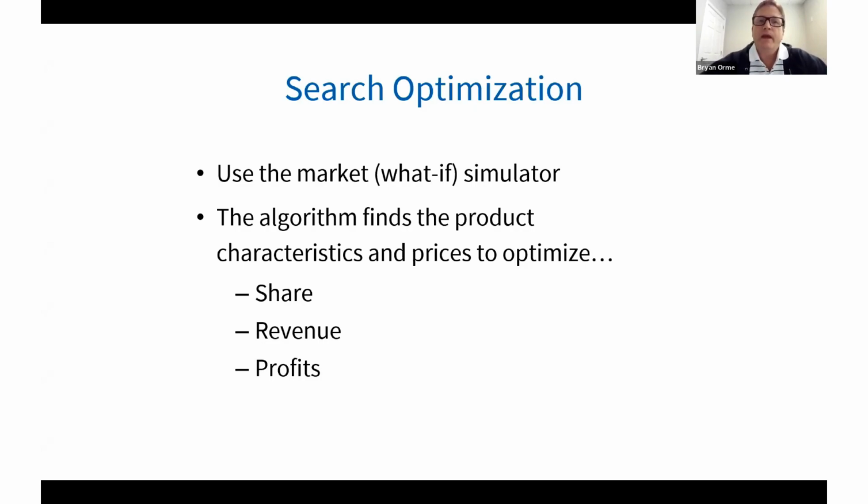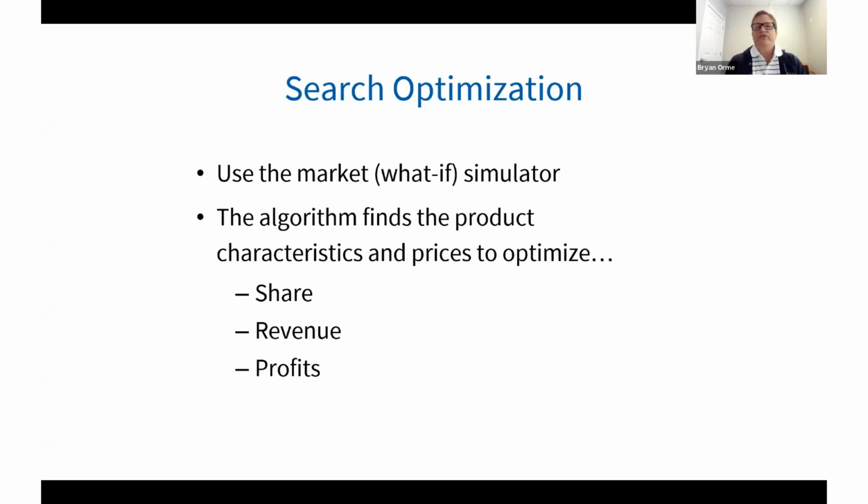We showed how you can use the market simulator, the what-if simulator, in a manual way, one at a time. I changed the wait time, I clicked simulate. I changed the price, I clicked simulate. But a search optimization procedure will employ an algorithm and the speed of computers to let the computer do the heavy work to search for optimal characteristics for your brand, the optimal price, the optimal colors, the optimal features and performance, et cetera, to optimize share, revenue, or profits.